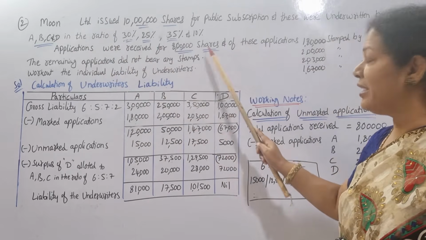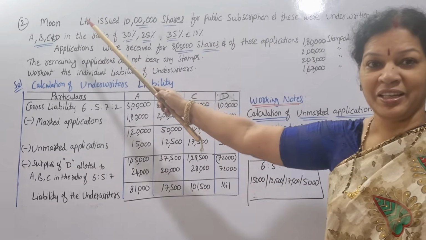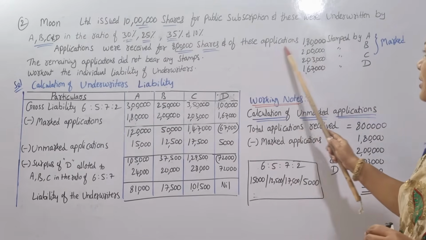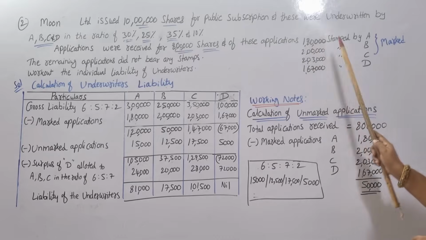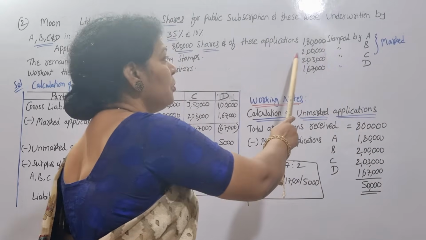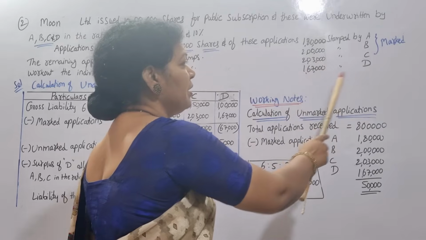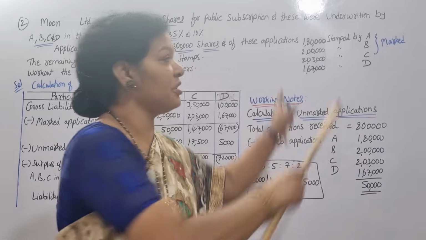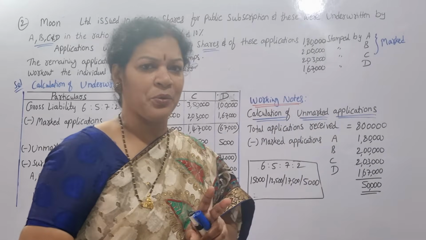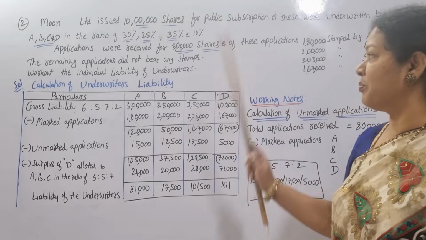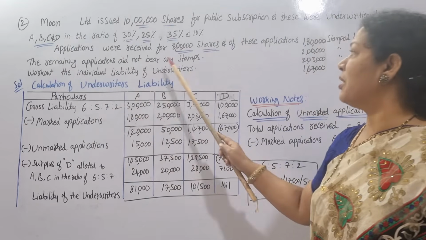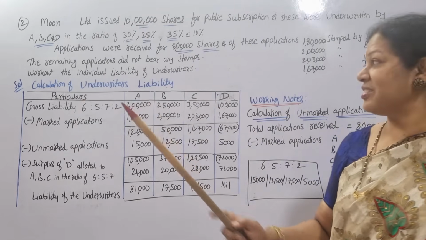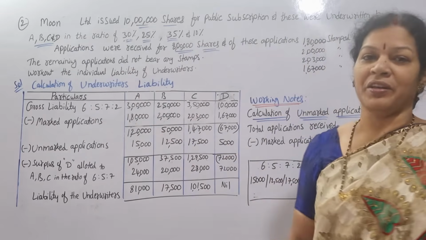Applications were received for 8 lakh shares. Issued 10 lakh, but applications we got only for 8 lakh. Of these applications, stamped applications are 1 lakh 80,000 by A, 2 lakh by B, 2 lakh 3,000 by C, and 1 lakh 67,000 by D. Stamped means marked applications. Unmarked we have to calculate, just like the previous problem. The remaining applications did not bear any stamps, so unmarked are the rest of the applications. Work out the individual liability of underwriters.